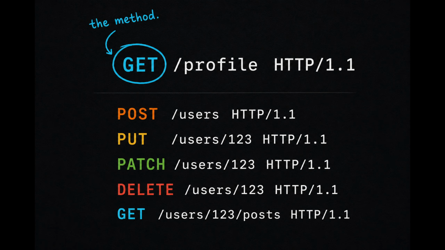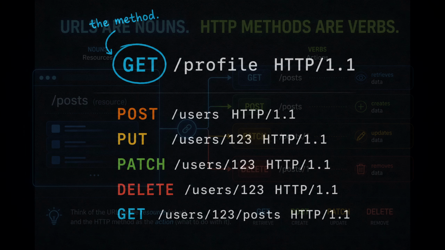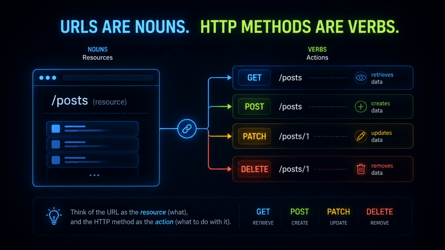Think of it like this. If a URL is the address, the method is what you do when you get there. Do you read what's there? That's get. Do you leave something new? That is post. Do you replace the whole thing? That is put. Do you tweak one small detail? That's patch. Do you burn it down? That is delete. 5 verbs, every action on the entire internet maps to one of them.